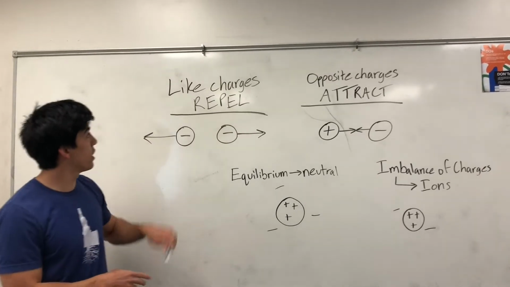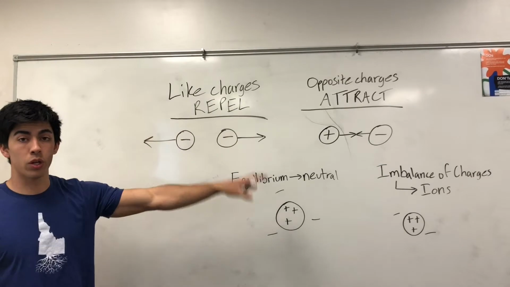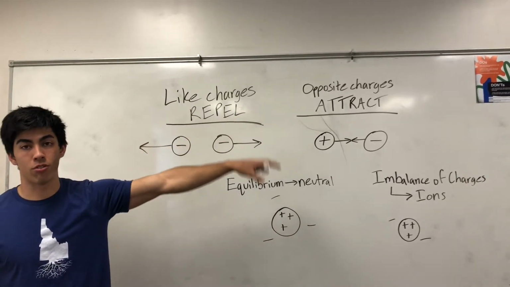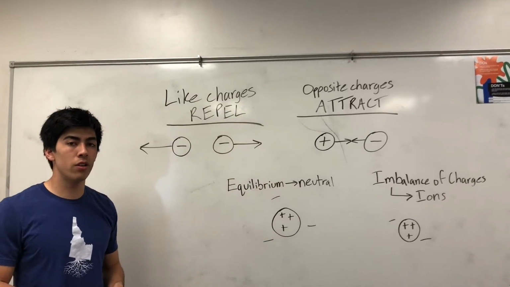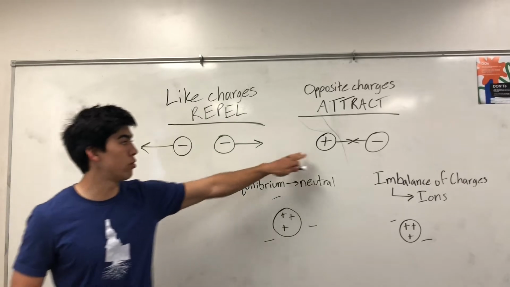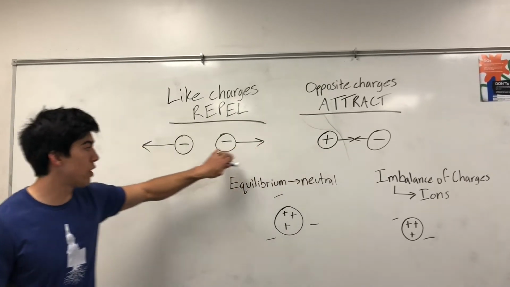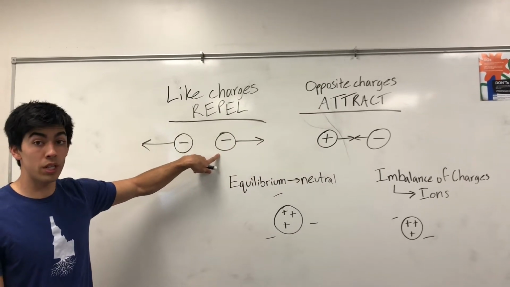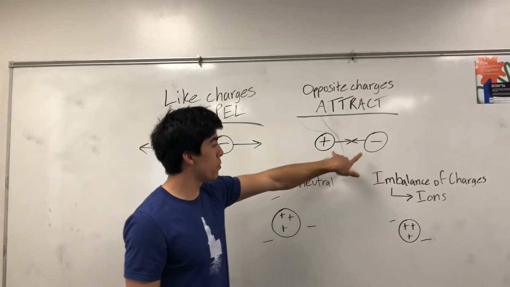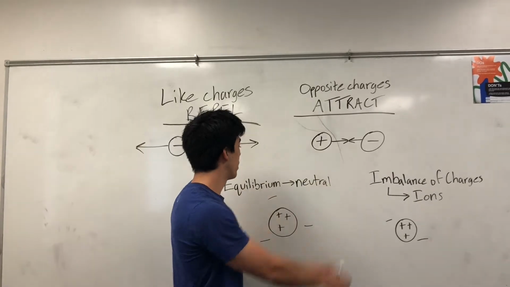those things. So first, something we'll just go over really quickly is like charges repel and opposite charges attract. The two main subatomic particles that we'll be talking about are electrons with negative charges and protons with positive charges. When you have two like charges come together, such as electrons, they repel each other. And when you have two opposite charges come together, they attract each other.